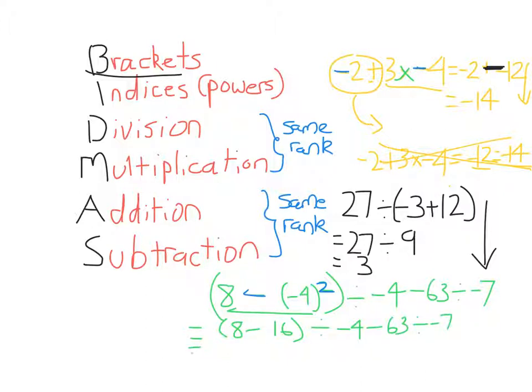So for the next line, I go 8 minus 16, which is -8, divided by -4, and then I have -63 divided by -7. So what I have here are just some subtractions and divisions. So I want to do this division and this division first. It's okay to sort of do them at the same time. -8 divided by -4 is +2. So we've got 2 minus. Now -63 divided by -7 is +9. So we've actually got 2 minus +9. So, just this part here is equal to -9. Of course, that's the same as 2 plus 9, which is +11.